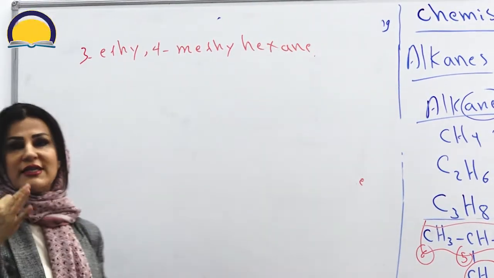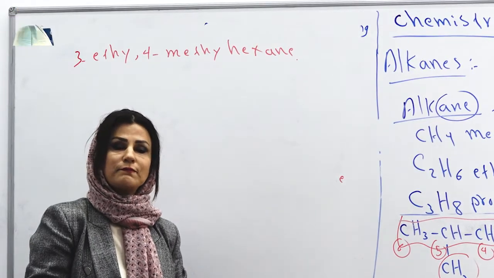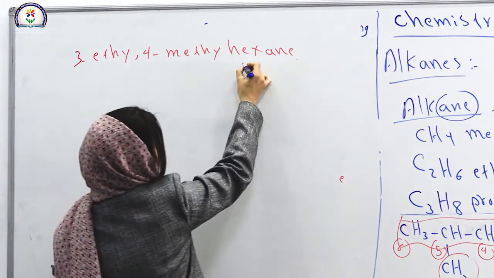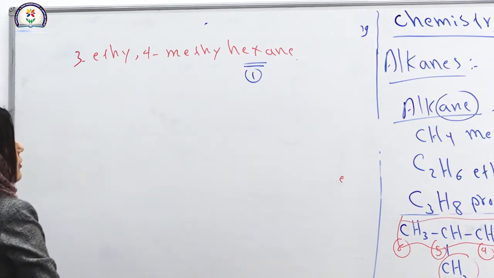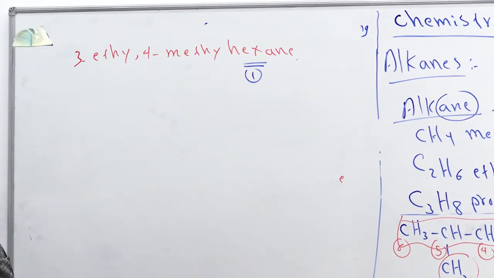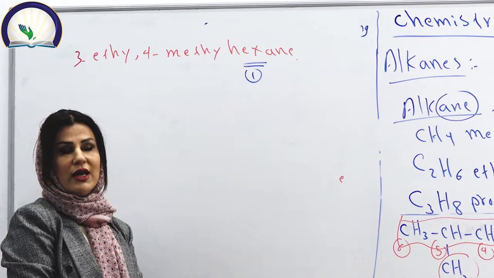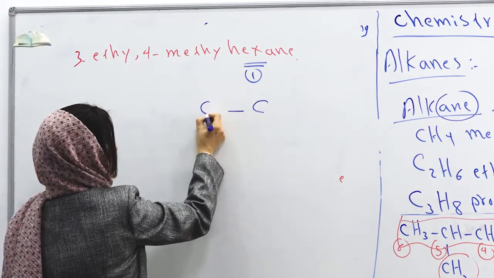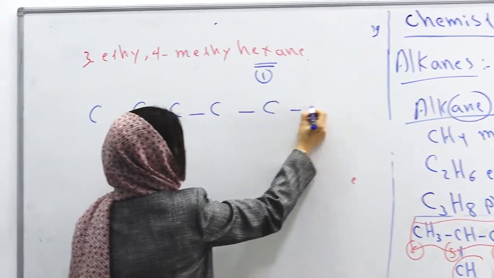If the name is given, how to write the structural formula? The first step, you have to start from the chain, hexane. Hexane has 6 carbon atoms. 1, 2, 3, 4, 5, 6.